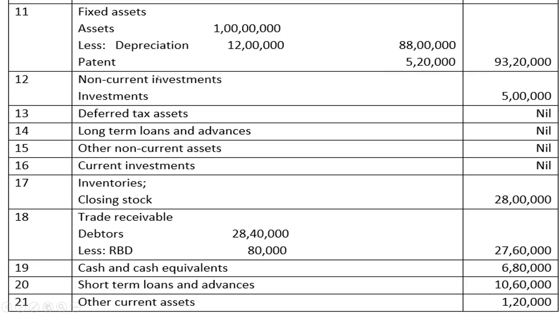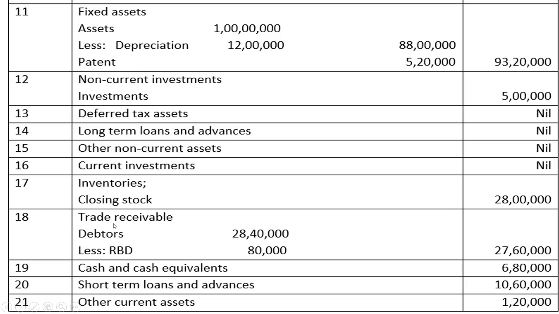Note number 12, non-current investments, it consists of investments of rupees 5 lakh. And note number 13, deferred tax assets, there is no information, so we have shown nil. Note number 14, long-term loans and advances, there is no information about that either, nil. Note number 15, other non-current assets, that's also nil. Note number 16, current investments, that is also nil here. And note number 17, it consists of inventories. There are no inventories, only closing stock, so 28 lakh is presented.